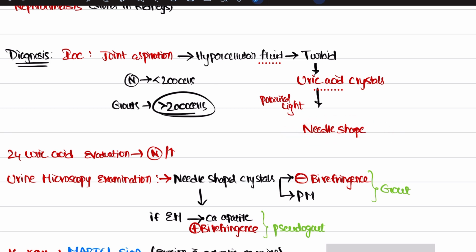Whenever you see uric acid crystals under polarized light, they will be needle shaped. You need to remember this point. This is very important and you can expect a question from this area.